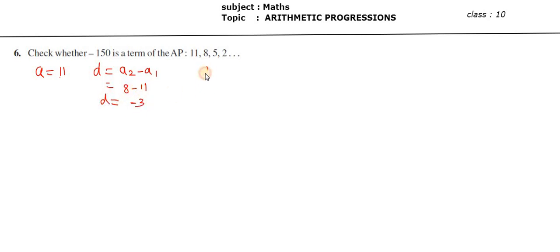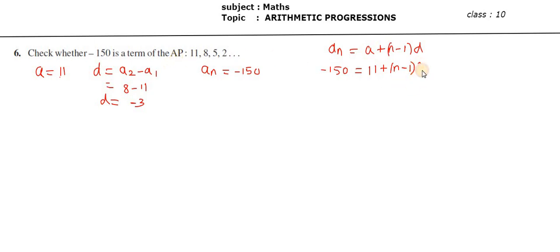Then what is AN? AN is equal to minus 150. Now you can use the formula AN is equal to A plus (N minus 1) into D. So AN is minus 150, which is equal to A value 11 plus (N minus 1) D. What is N? We don't know. We need to find N. If we get N as a whole number, then 150 is a term. If we get N other than a whole number, it is not a term.